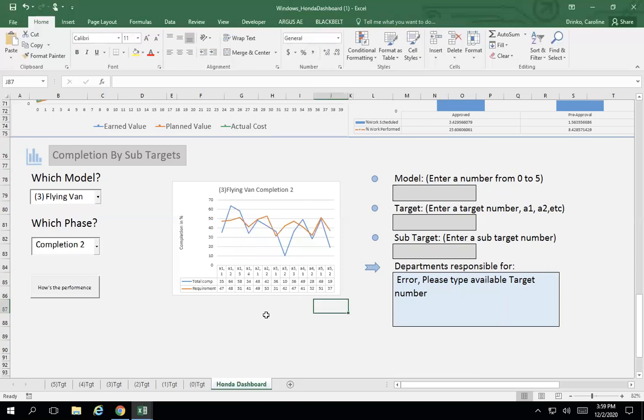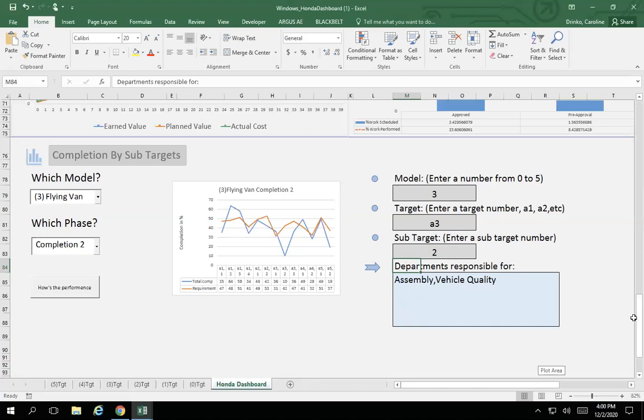And then to take an even closer look at what departments might be responsible for being behind, we can type in some information on the other side, choosing the model we're looking at. So in this case, we're looking at model number 3, and what target we want to look at. The total completed is much less than the required for target A3. So we'll look at that for sub-target 2. When we enter all that information, it tells us that the departments responsible for this are assembly and vehicle quality. So that would give Honda information to know what departments to look into of why they're having issues.